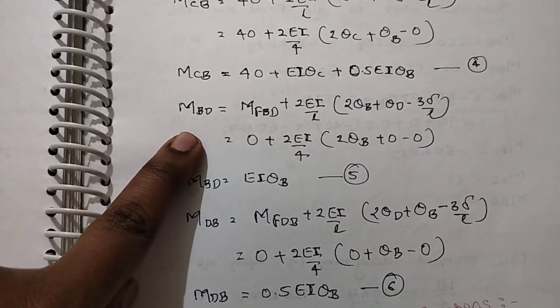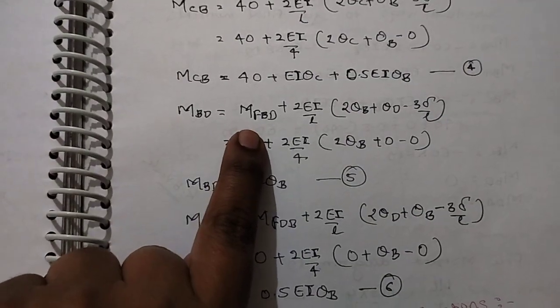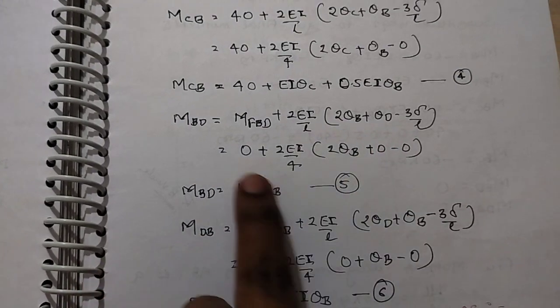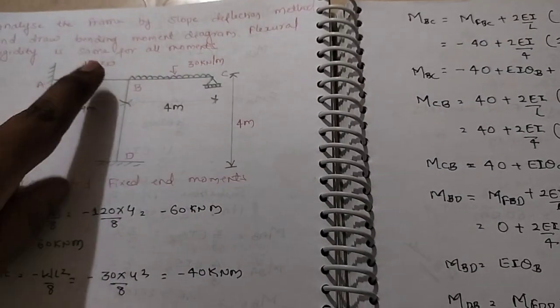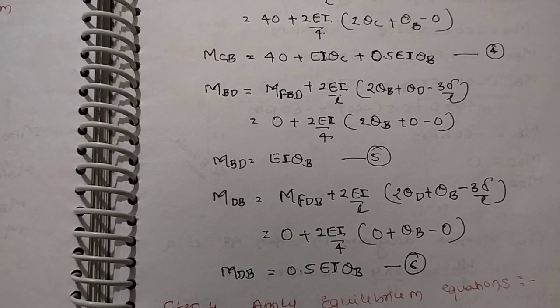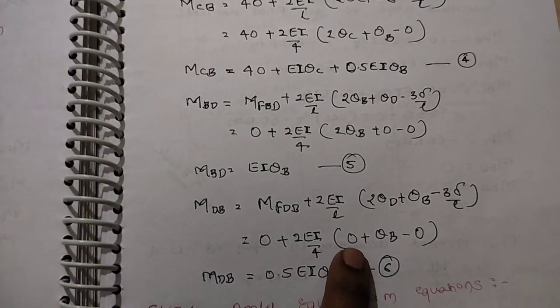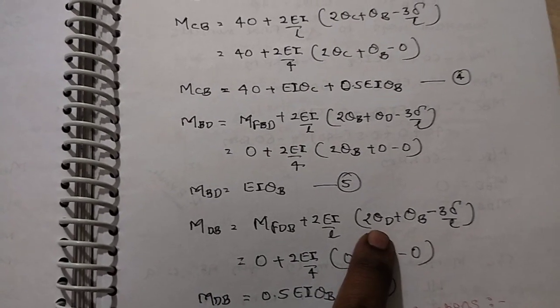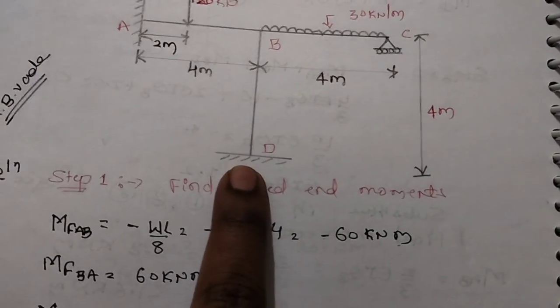Next I will go for MFBD. The MFBD equation is MFBD plus 2EI by L into 2 theta B plus theta D minus 3 delta by L. What is the value of MFBD? Equal to 0. So 2EI by L. What is the length of this member? That is the column, so that is 4 meter. So I will substitute here: 2EI by L into 2 theta B plus theta D. Theta D, if you see here, is a fixed end, so theta D will be equal to 0.